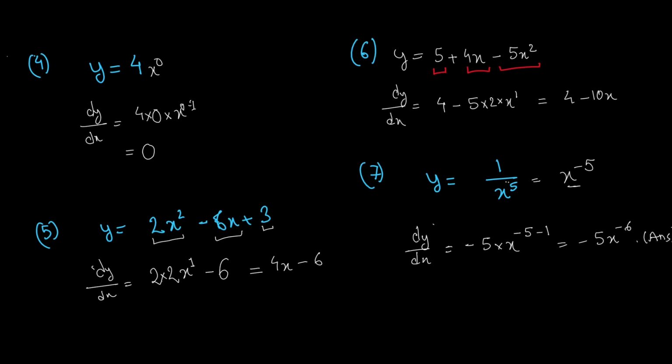From 1 by x to the power 5, after differentiating, we will get minus 5 x to the power minus 6. Another way of writing this is taking the x to the power minus 6 to the denominator as x to the power 6. Just like before, when we took x to the power 5 from the denominator to the numerator, it became minus, now we're doing exactly the reverse thing, taking x to the power minus 6 from the numerator and putting it into the denominator. So then it becomes positive. The sign of 6 becomes plus.